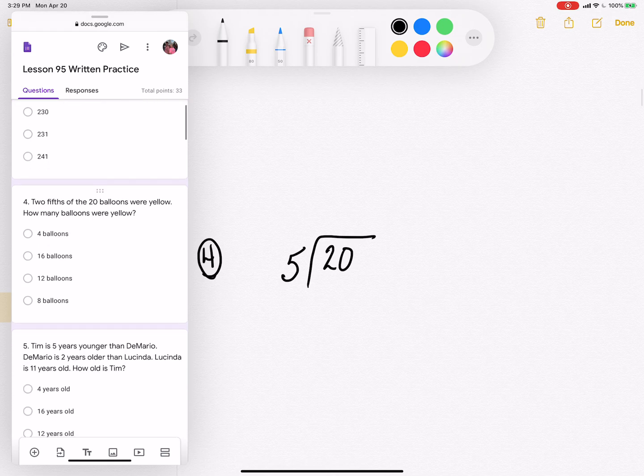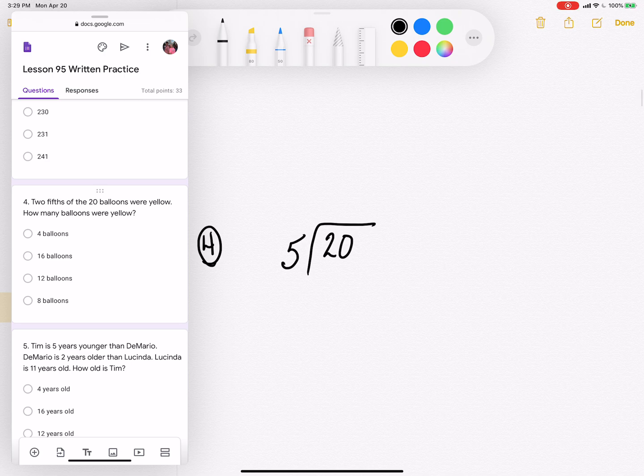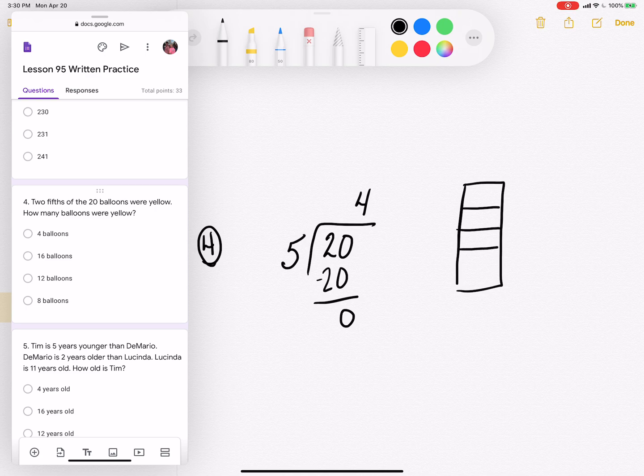Number 4, 2/5 of the 20 balloons were yellow. How many balloons were yellow? So this is kind of tricky. You divide the amount of balloons, 20, by the denominator, 5. 5 times 4 is 20. The answer is not 4 because they ask for 2/5. 1, 2, 3, 4, 5. Yes. So you have 4 for each fifth. And if you have 2 of those fifths, you actually have 8 balloons.